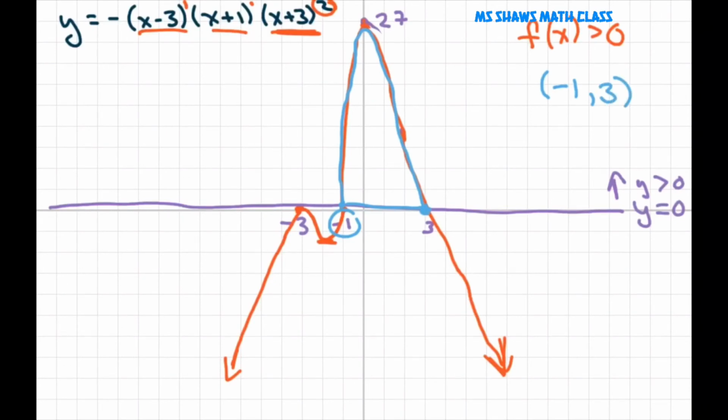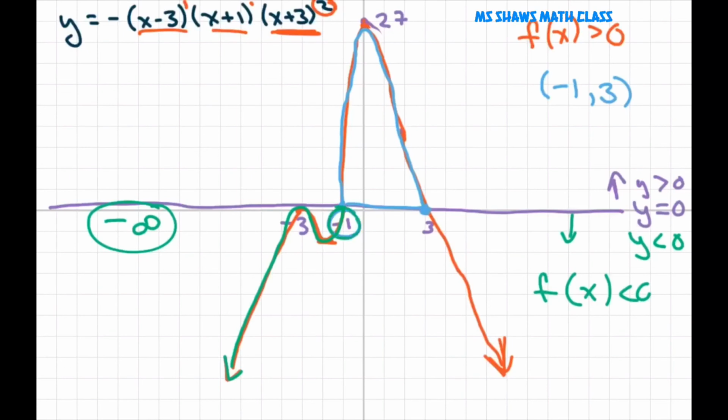All right? And where y, or f of x, is less than 0, negative, that's going to be below this line. So here it is. And that's from -infinity to -1. And also from 3 to infinity.